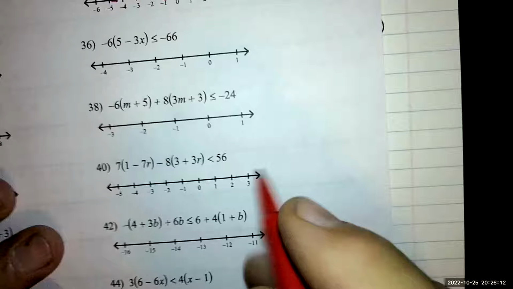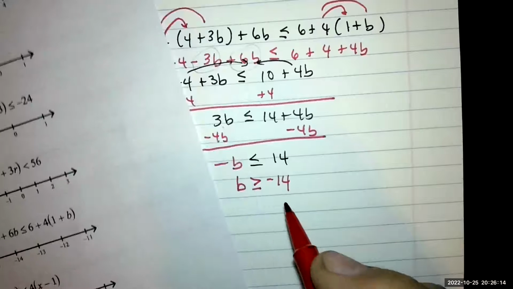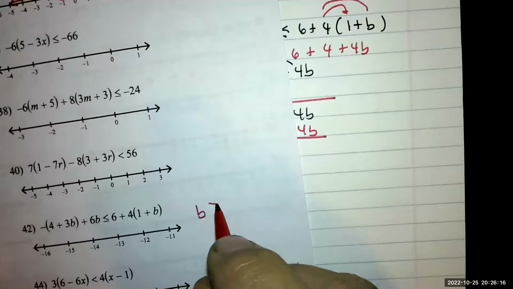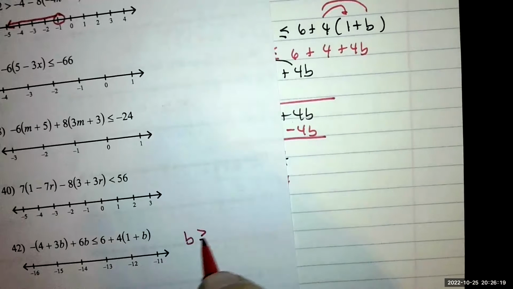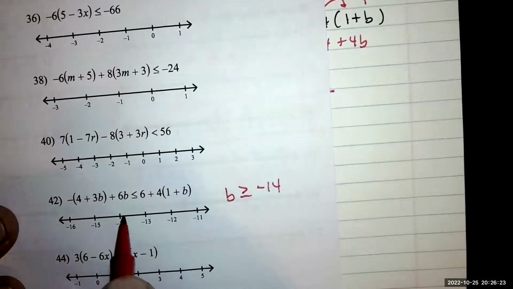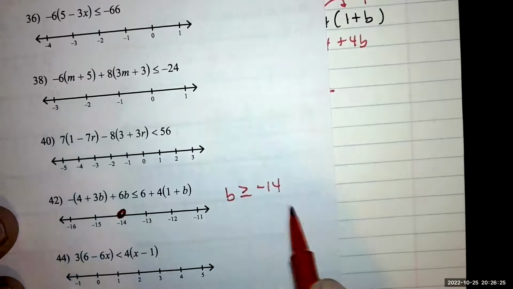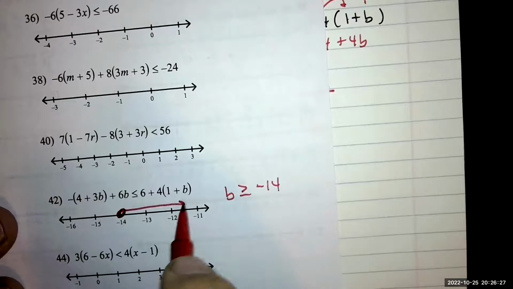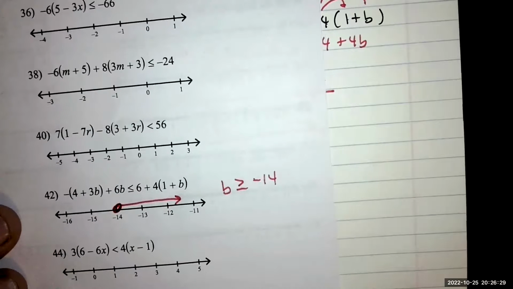So here we go. This was 42. So we know b is greater than or equal to negative 14. Negative 14. So it's going to be a closed, and we're going to the right because we want b to be greater. All right, I think that's good enough.